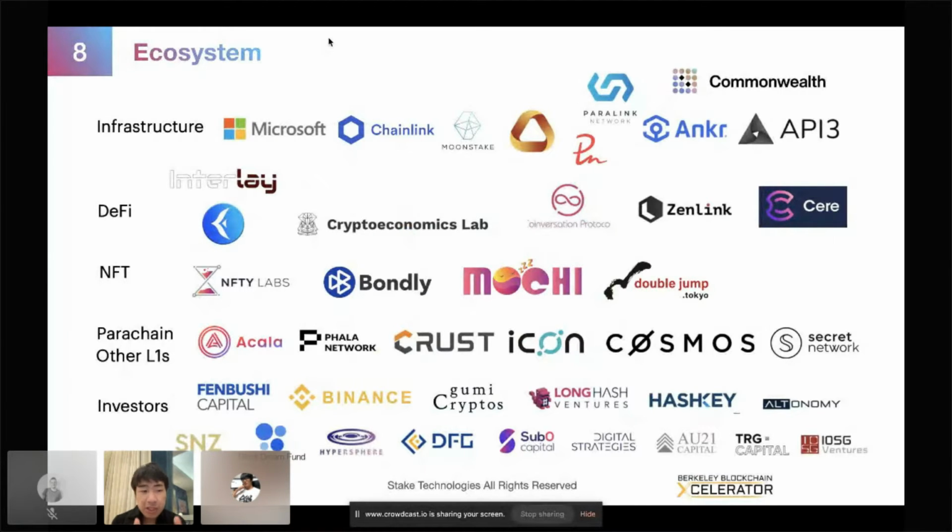And as the next step, Shiden is launched. So we are going to make a stable network with infrastructure projects such as Microsoft, Anchor, API3, and so on.